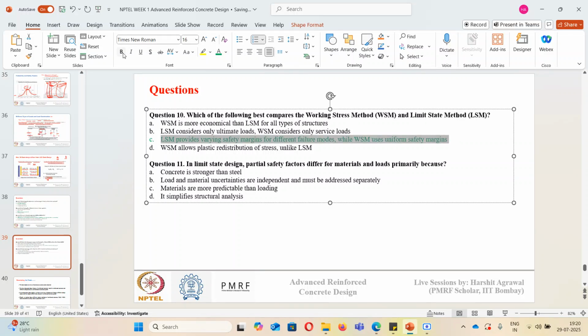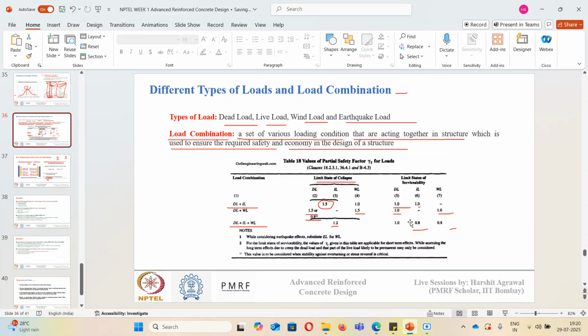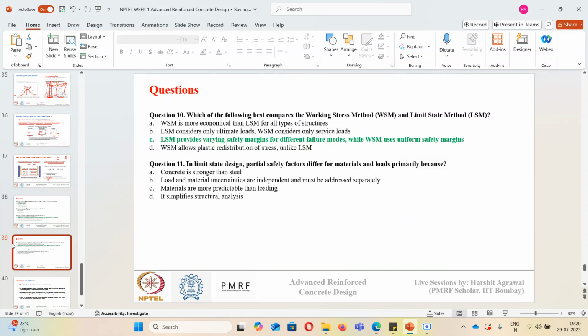In the limit state method, we use different partial safety factors for different limit states. For the limit state of collapse, there are different factors that we have seen in this table, and for serviceability, there are different factors that we take. So this makes the design more refined and more realistic. While in the working stress method, we take only one type of safety factor, that is for strength. We are not concerned with serviceability. We are just concerned with the collapse.